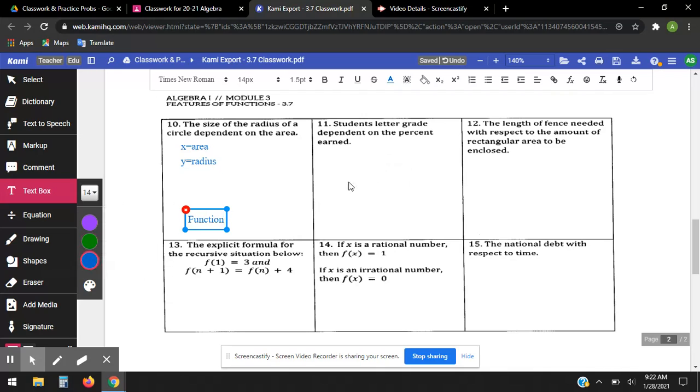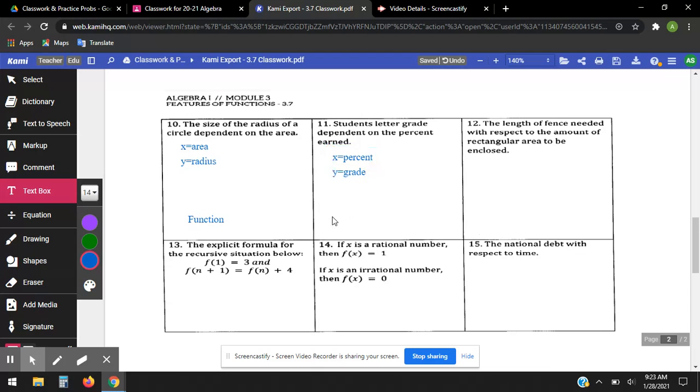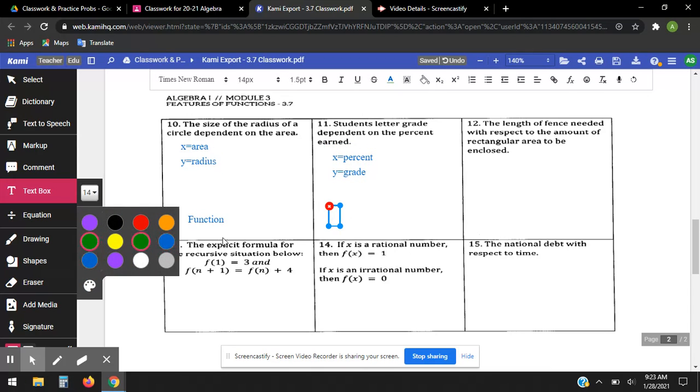Okay, a student's letter grade is dependent on the percent earned. So our x is our percent, and the grade is what's dependent. So if I get an 81%, is there only one letter I can get for an 81%? Yes, that would be a B, right? If there's a 72%, is there only one letter I can get for that? Yeah, a C. So that would be a function.